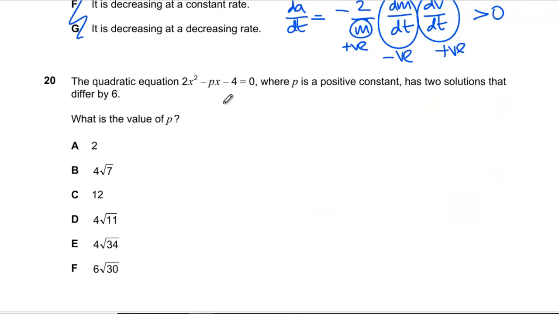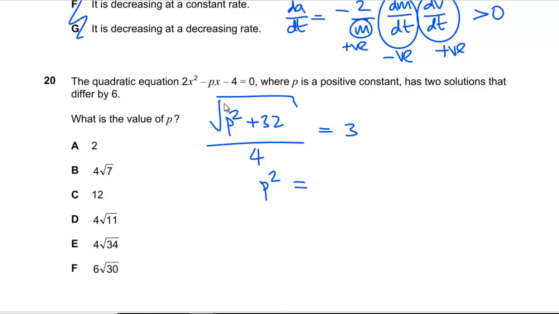Then last question out of these: a quadratic equation 2x squared minus px minus 4 has two solutions that differ by 6. What is the value of p? Well, the thing that makes the roots of a quadratic differ is the plus or minus in the square root bit. So we need the square root of b squared, so p squared, minus 4ac, which is going to be 32, divided by 2a, to be equal to 3.